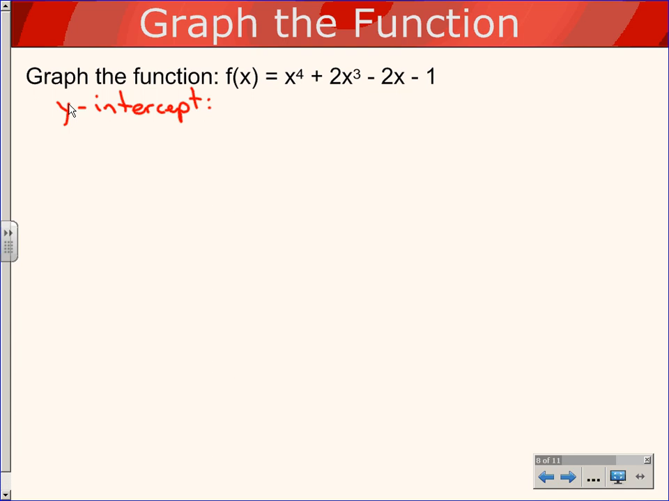So the y-intercept, all we do to get the y-intercept is we sub in 0, and that's always a really easy thing to do because everything cancels except the constant at the end. So my y-intercept is just -1.